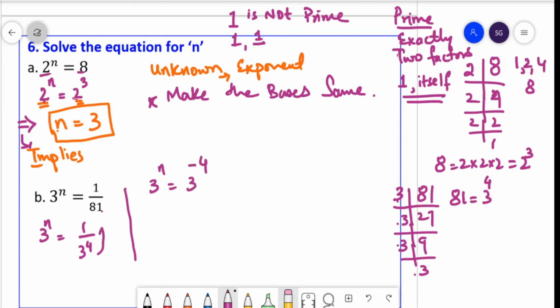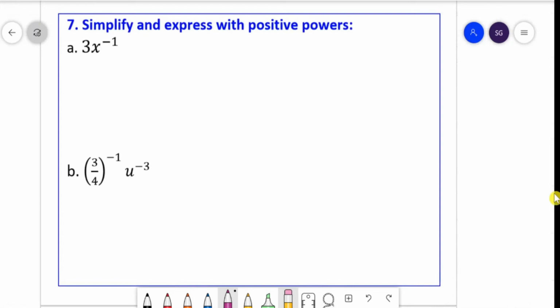You remember, if we shift from the denominator to numerator or numerator to denominator, the sign of the power is reversed. And again we have the same situation. We have the unknown in the exponent. We have made the bases same, and then we'll say that this implies we were raising the same power, and that's job done. Now in our next question, it says simplify and express with positive powers.